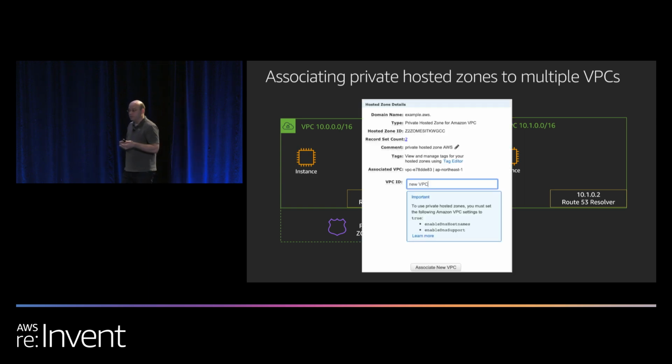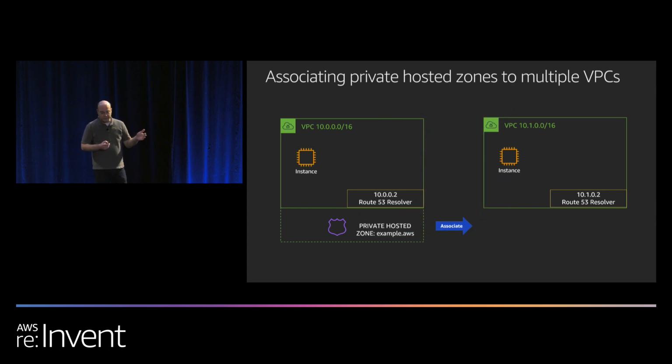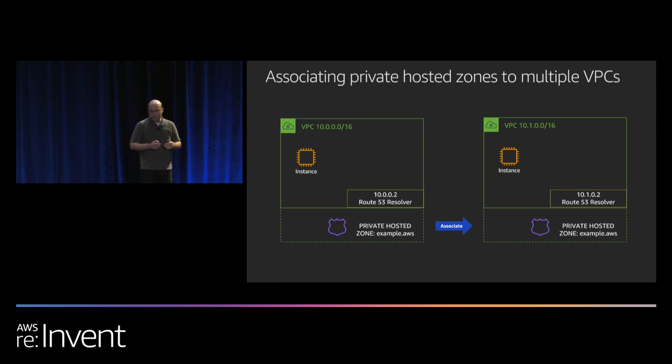Well, in Route 53, if it is in the same AWS account, regardless of region, you can simply add the VPCs that you would like to use that private hosted zone. If you'd like to associate that private hosted zone with other VPCs outside of your account, that's also possible, but you'll need to use the command line interface to do that. So we've associated example.aws with the VPC on the right, and now when an instance queries the Route 53 resolver for that private hosted zone, it is able to resolve information from that zone.